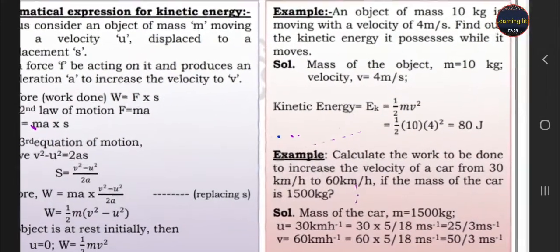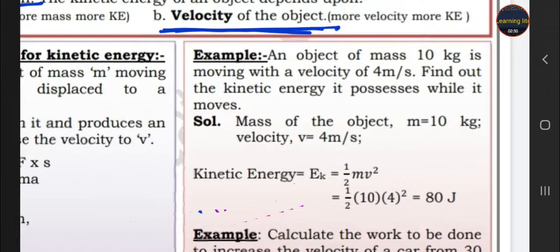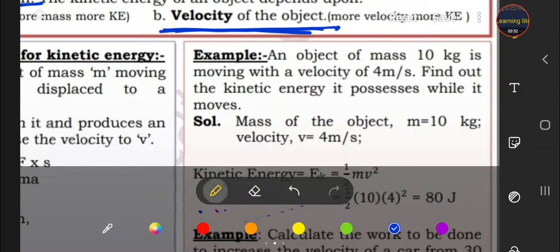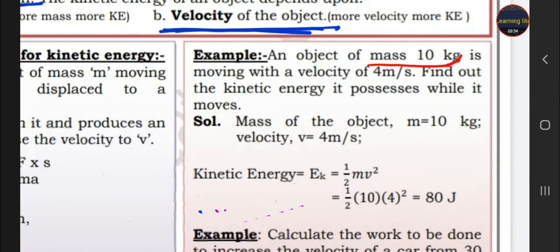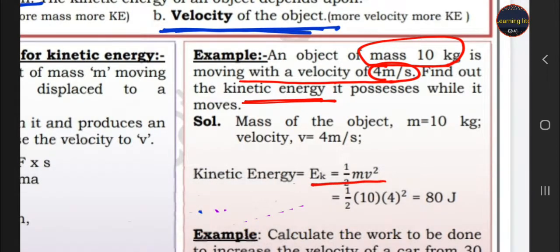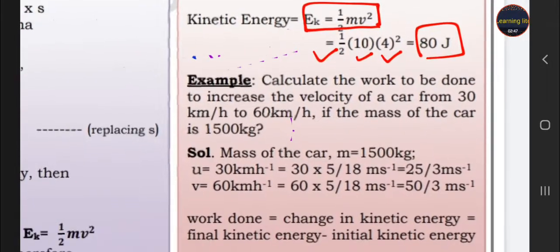First example here: an object of mass 10 kg moving with velocity 4, find the kinetic energy. What is the formula of kinetic energy? Half mv square, half, mass is 10, v is 4. So our answer is 80 joules.